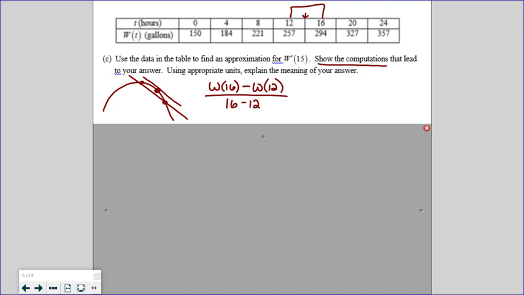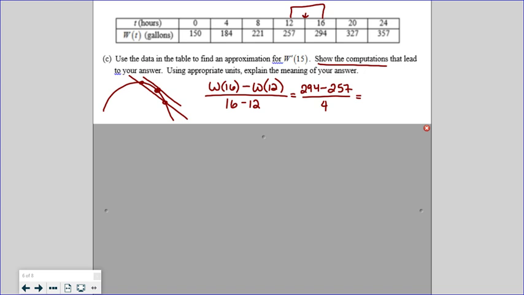And from here you can jump to your answer, or you can show a line of work and then go to your answer. My line of work would be actually evaluating W of 16 and W of 12, evaluating by reading my table, right? W of 16 being 294, W of 12 being 257. 16 minus 12 would be 4. And then going to my answer.